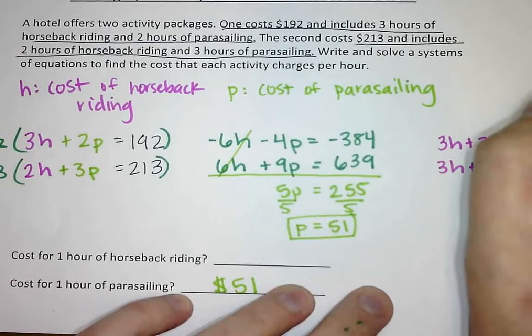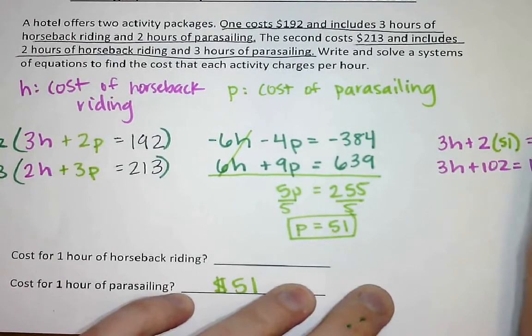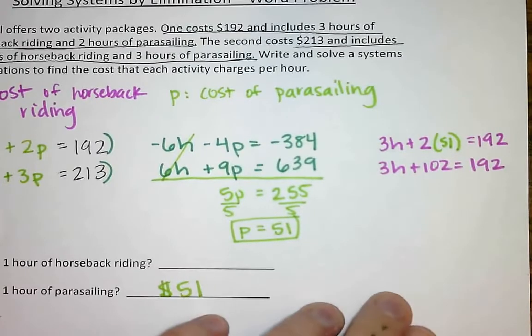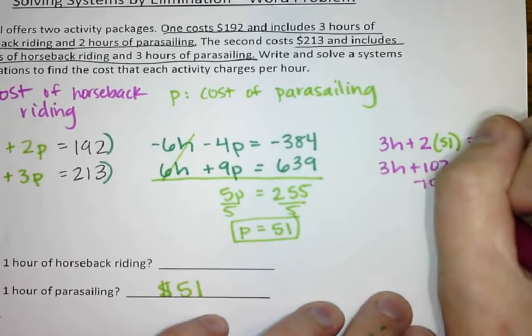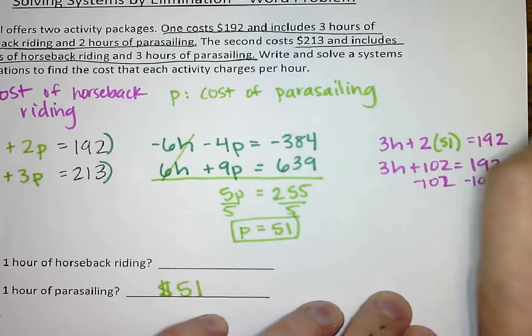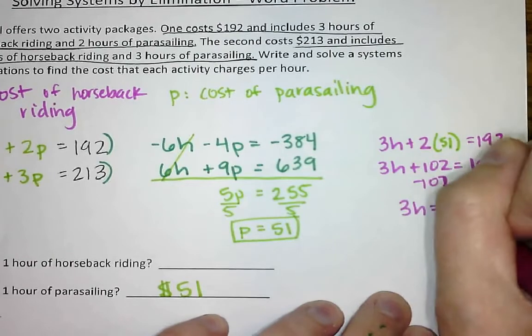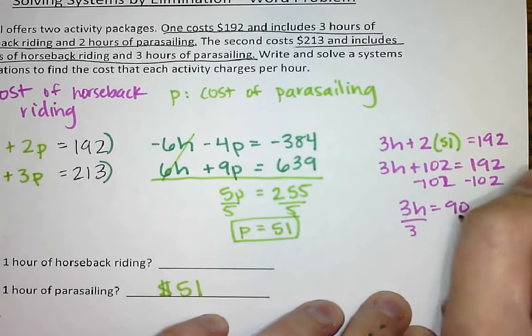There we go. Subtract 102 from both sides. So my 3H is equal to 90. So how much does each hour of horseback riding cost? 30 bucks.